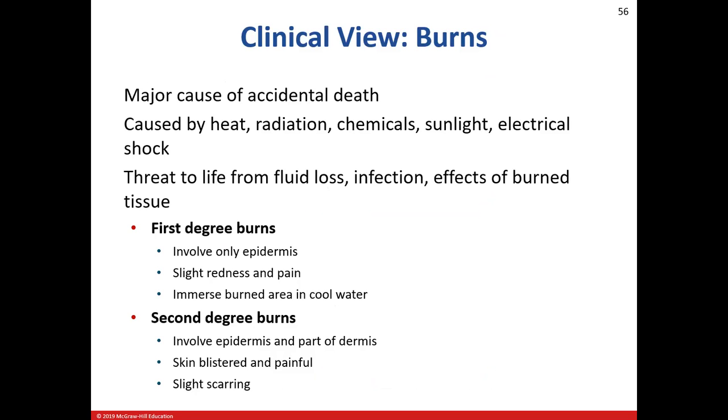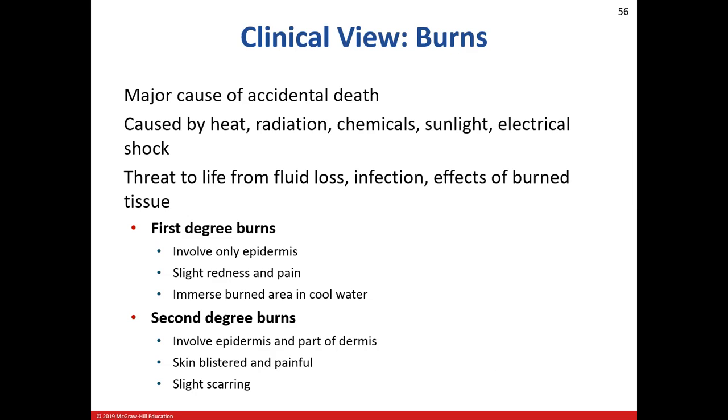So another type of injury that we see with skin are burns. Now, burns are typically a major cause of accidental death. We have a lot of different types of burns as far as where we get them from. They can be caused by heat, radiation, chemicals, sunlight, as well as electricity. And the threat to life actually comes mostly not necessarily from the burn itself, but more from the fluid loss, the potential of infection, and the effects of some of the burned tissue, especially if it gets deeper into the skin layers.